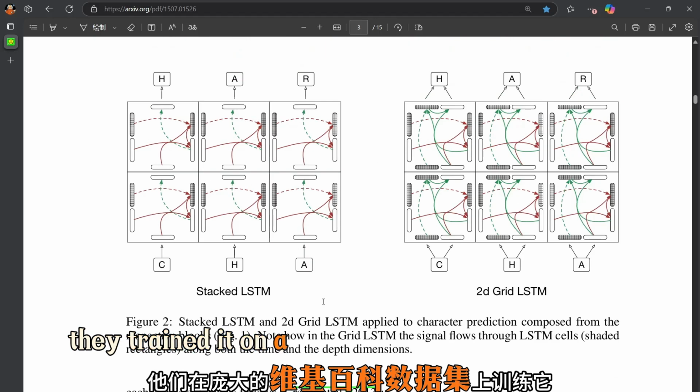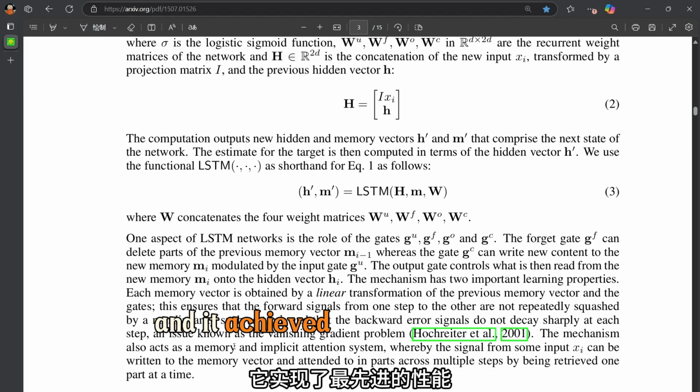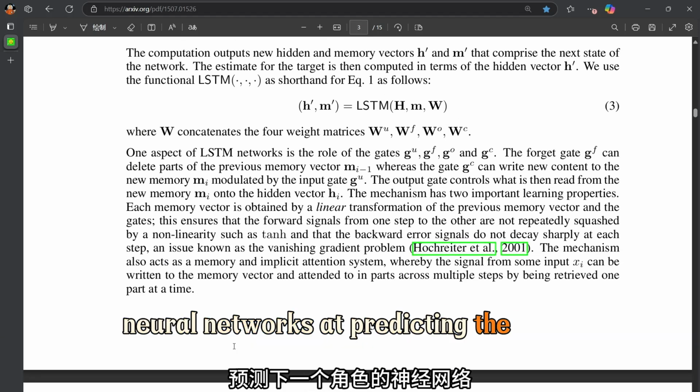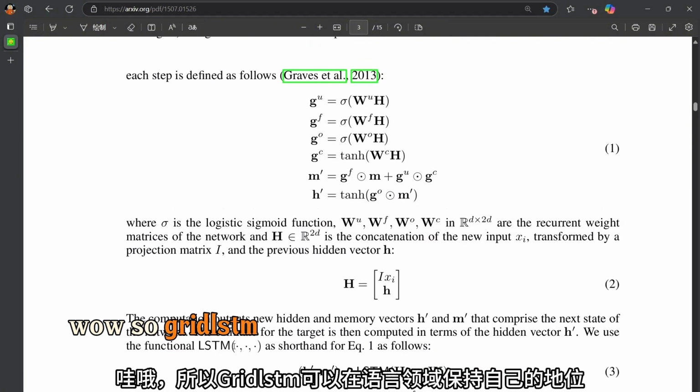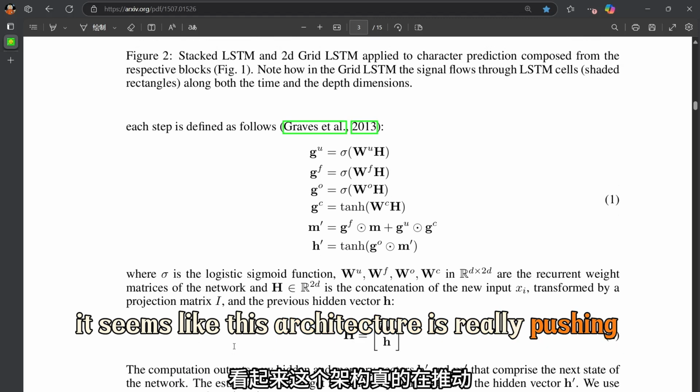They trained it on a massive Wikipedia dataset, a whopping 100 million characters. And it achieved state-of-the-art performance. It beat out other neural networks at predicting the next character. Wow, so Grid LSTM can hold its own in the language arena. It seems like this architecture is really pushing the boundaries.